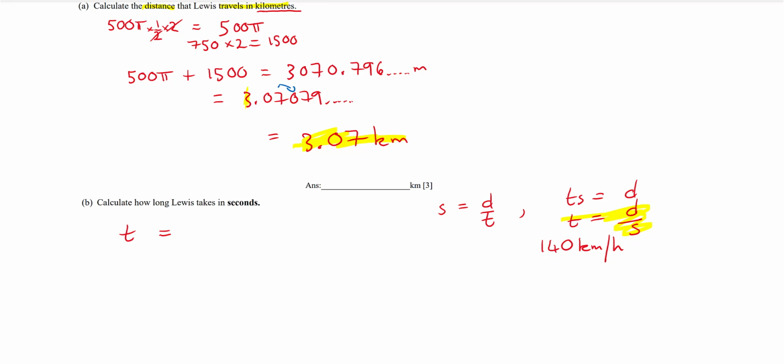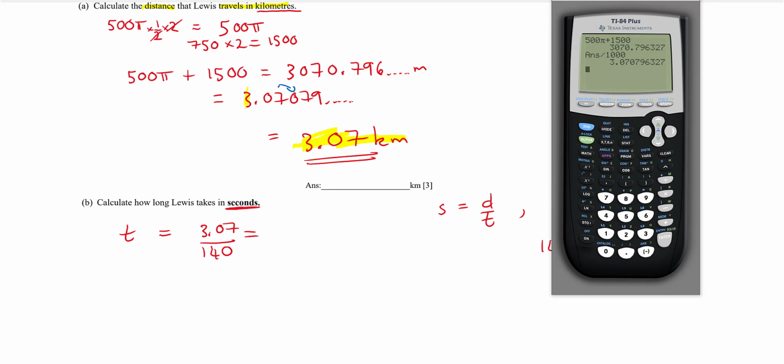So now we can work out the time. Just be mindful we've got the right units here, because we've got kilometers for our distance and kilometers per hour for our speed, so that's okay. But just remember the final answer needs to be in seconds. So as we work out our time, our answer is actually going to be in hours. Then we'll just need to convert that into seconds. So our time is going to equal our answer from part A, 3.07, divided by 140.